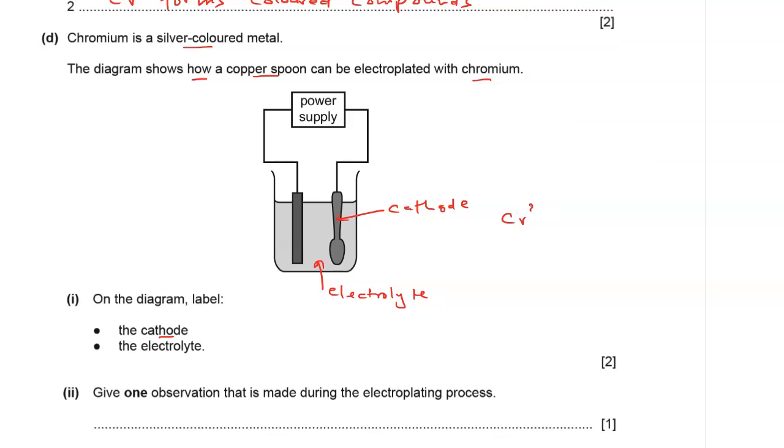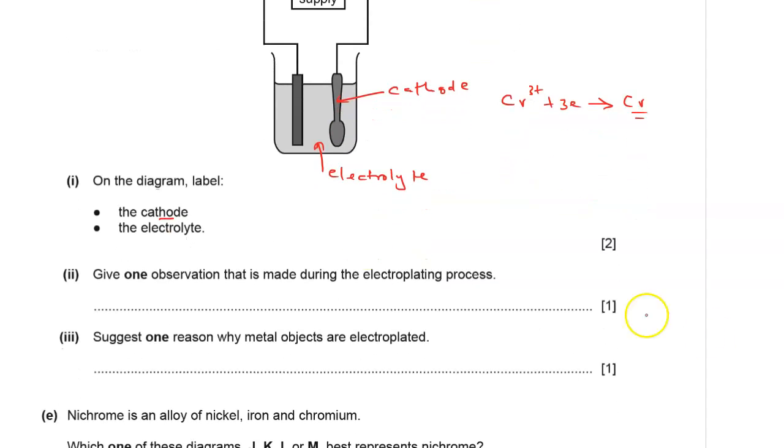Assuming this is chromium 3, it will receive 3 electrons and then be discharged as metal. Then it will coat the spoon right there. Give one observation that is made during the electroplating process. Spoon becomes silvery. Of course, when this chromium is discharged on the cathode, it will coat the spoon, and the spoon will become silvery in color.